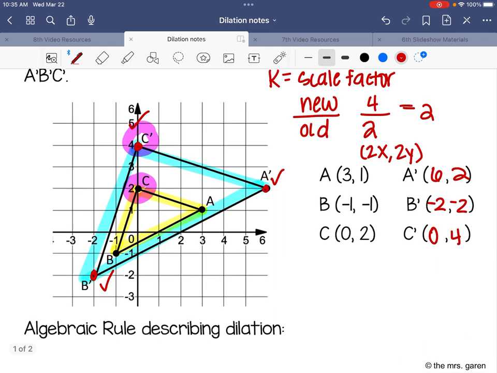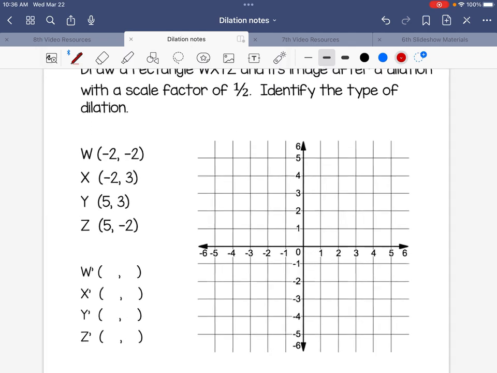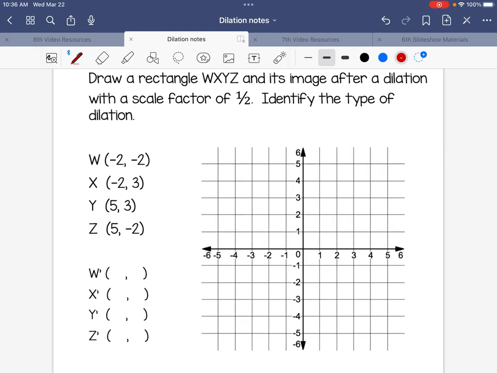So to create an algebraic rule describing the dilation, which we've kind of already done, we're going to say that our pre-image, which is (x, y), so our starting point, then became 2 times whatever x was and 2 times whatever y was, because 2 is our scale factor. And we're going to look at one more. We're going to draw the rectangle WXYZ and its image after a dilation with a scale factor of 1/2. Well, 1/2 is between 0 and 1, so I automatically know this is a reduction.